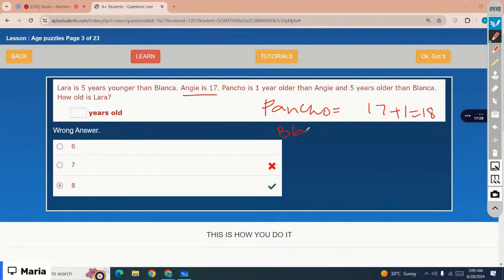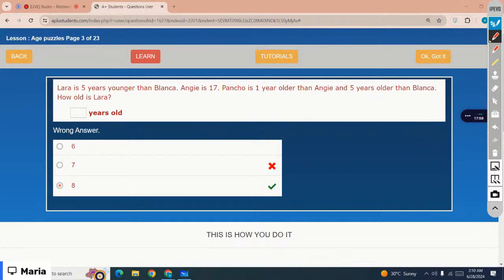Okay, you can find it. Panchu is 5 years older than Blanca, right? So that means Blanca is 5 years younger than Panchu. 18 minus 5 is 13, right? Lara is 5 years younger than Blanca. So 13 minus 5 is 8 years. It's not just guessing the answer, right? The correct option is 8.